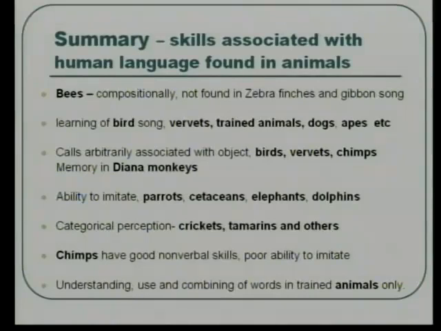Memory is an important feature of language. There is ability there to learn. Diana monkeys can remember for up to about 5 minutes. So if another animal makes a call to say there's an eagle, a diana monkey will take the appropriate action, and then within 5 minutes, if that call is given again, the appropriate action is not as marked because they know they've taken action. So that's very interesting. They can remember over 5 minutes and their behavior is seen to be slightly altered.